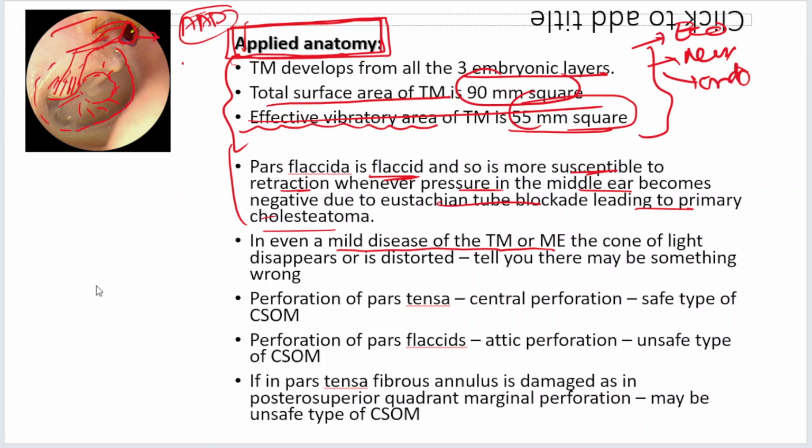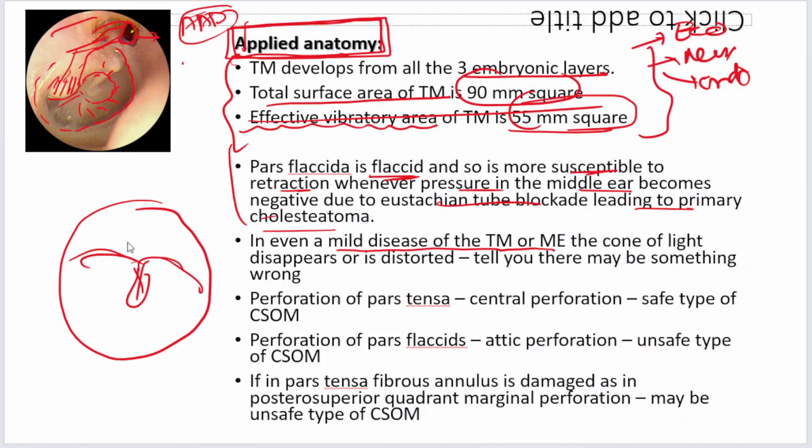Suppose there is a perforation. Suppose this is the pars tensa, this is the tympanic membrane, this is the anterior malleolar fold, posterior malleolar fold, and this is the handle of the malleus. Suppose there is a perforation in the middle where it is surrounded on all sides by the tympanic membrane. This is called a central perforation. This is one of the most frequent things that you see on a day-to-day basis.